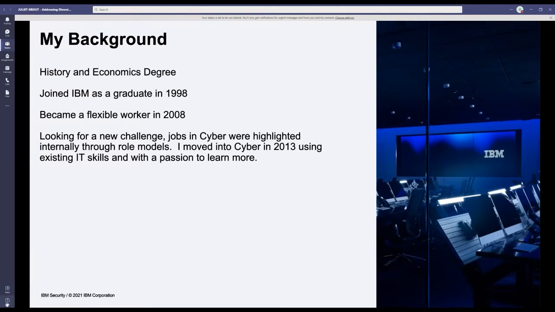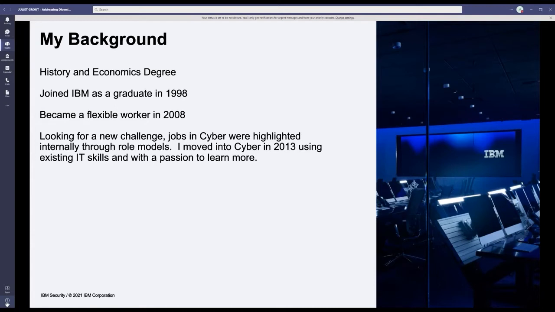I just want to talk a little bit about my background. As I said, I've been in IBM a long time. I didn't do a degree in cyber, because it probably didn't really exist when I did my degree. I did a degree in history and economics, and I joined IBM as a graduate in 1998. I did a variety of technical roles in the first decade or so, and that gave me a really good background in a variety of technologies and solutions, from operating systems to firewalls, applications, and everything in between.